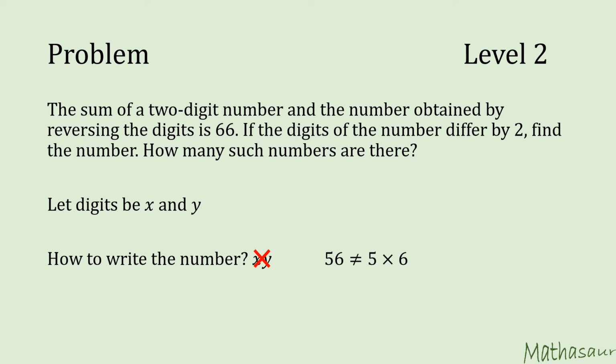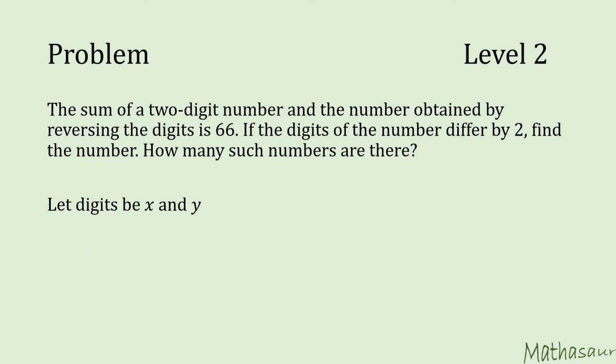Let us look at the number 56. If we were to write it as a multiplication, we would be completely changing the number. 5 times 6 would give us 30, not 56. Instead, if we wrote 56 in its expanded form, 56 equals 50 plus 6, then that would fetch us the correct number. What exactly are we doing here? We are multiplying the individual digits by their place value. So 5 is in the tens place, so we would write 5 times 10. And 6 is in the ones place, so we would write 6 times 1.